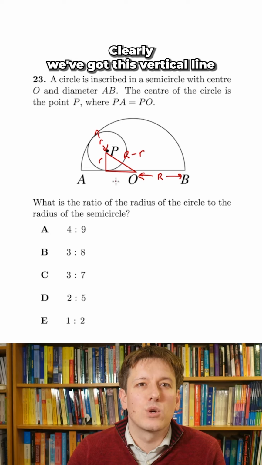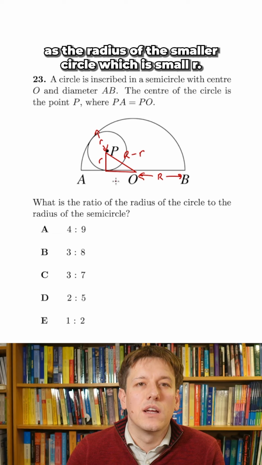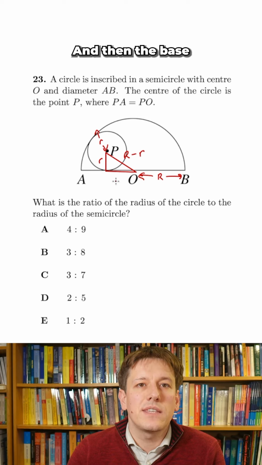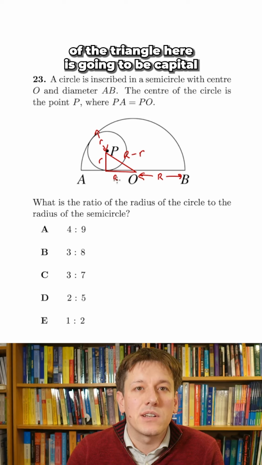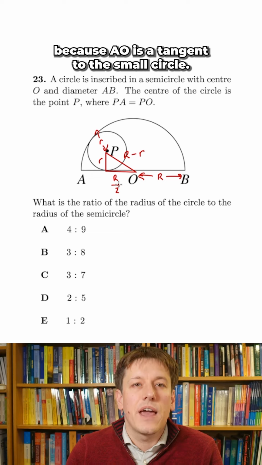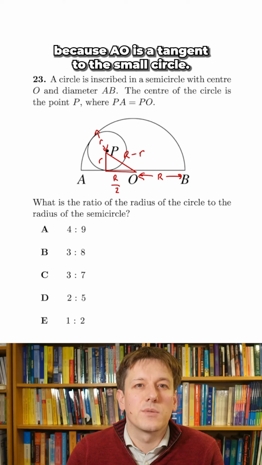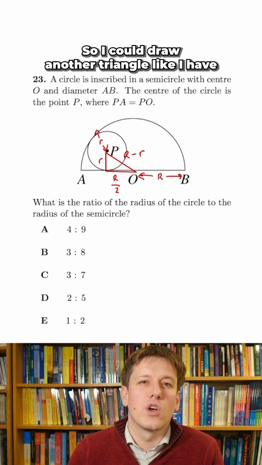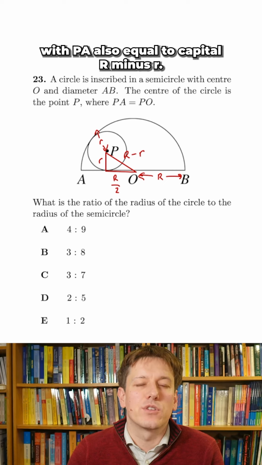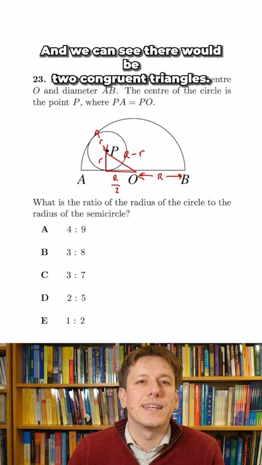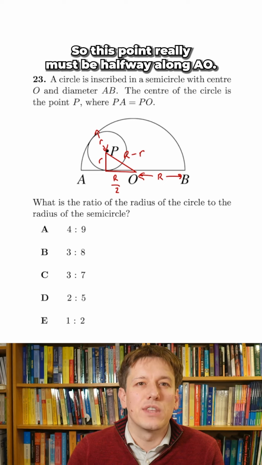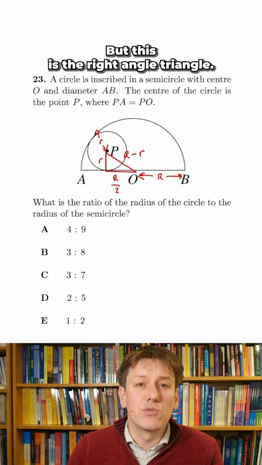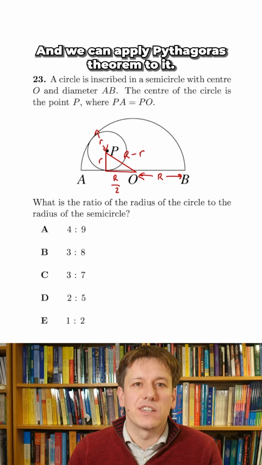Clearly this vertical line is the radius of the smaller circle, which is small r, and then the base of the triangle here is going to be capital R divided by 2, because AO is a tangent to the small circle, so we've got a right angle triangle here, and we know that PA is equal to PO, so I could draw another triangle like I have just to the left of it, with PA also equal to capital R minus small r, and we can see they would be two congruent triangles, so this point really must be halfway along AO. But this is a right angle triangle, and we can apply Pythagoras theorem to it.